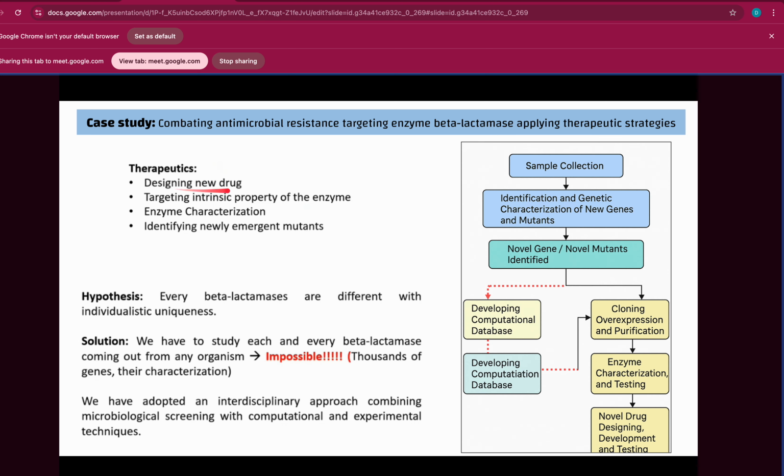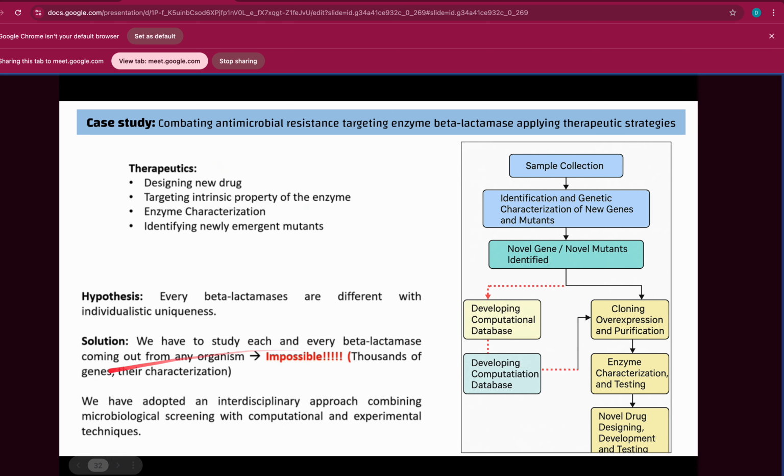So the therapeutic approach is to design new drugs targeting intrinsic properties of this enzyme. The enzyme needs to be characterized and newly emergent mutants of this particular enzyme identified, so that we can design more and more antagonists towards this enzyme. The hypothesis is that every beta-lactamase is different, with individualistic uniqueness. That means this enzyme is not one fixed enzyme. There are certain modifications present across different microbial species. So first of all, we need to find those differences.